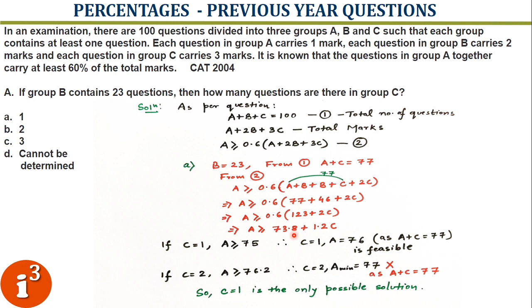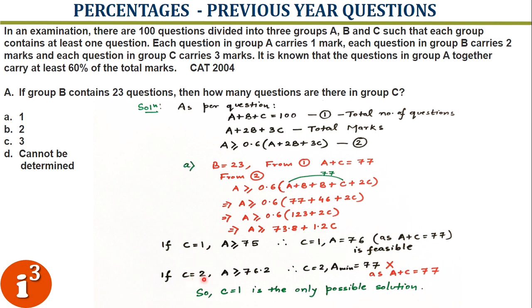73.8 plus 1.2 is 75. So a should be greater than or equal to 75. Means if a is 75, c is 1, a plus c is 76, not possible. But c is 1, a is 76, a equal to 76, c equal to 1, a plus c is 77. It satisfies all these things.